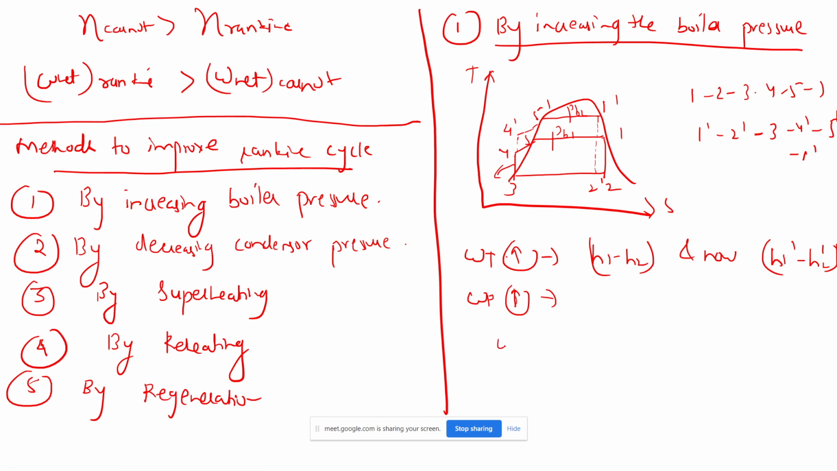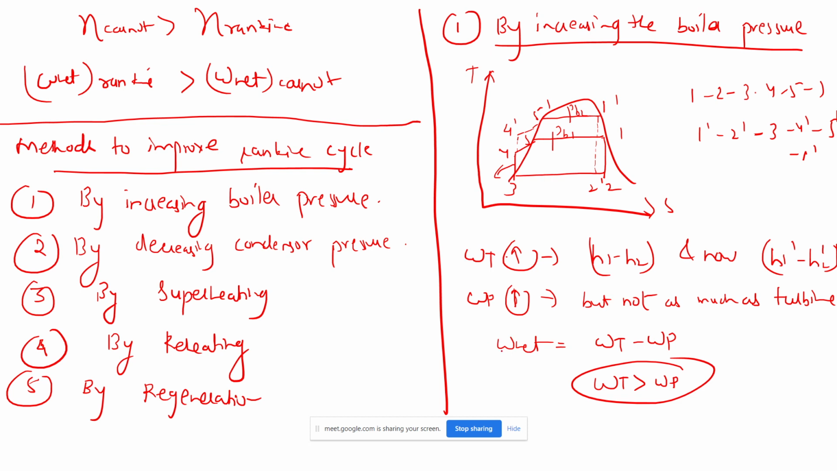What will be the network output? It will increase. Why will it increase? Because even though pump work is also increasing, the turbine work is increasing in a considerable manner. That's why the network output will also increase.